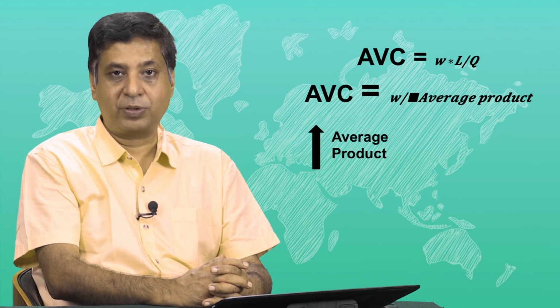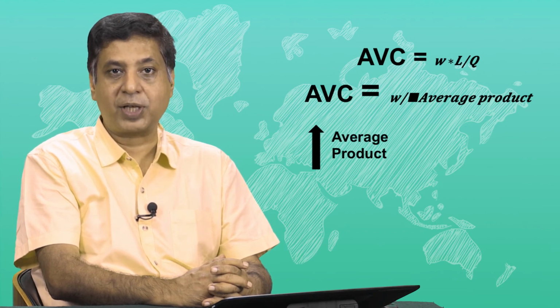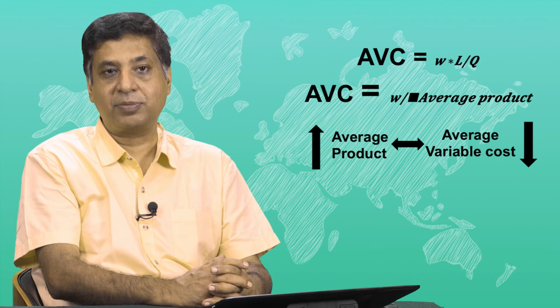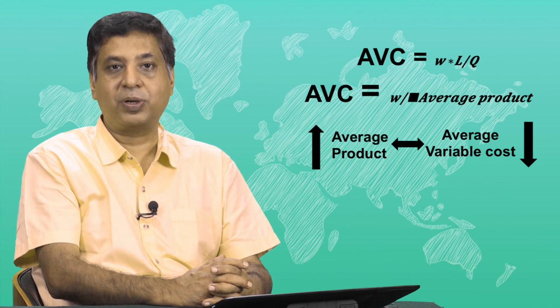So, therefore, when average product goes up, your average variable cost is going to decrease. As we said, when productivity increases, your average variable cost is going to come down. Conversely, when your productivity declines, when average product decreases, your average variable cost is going to go up. So, productivity and costs are inversely related.